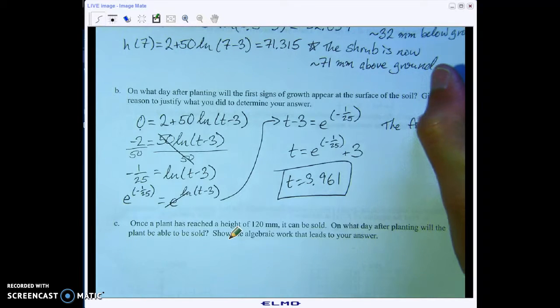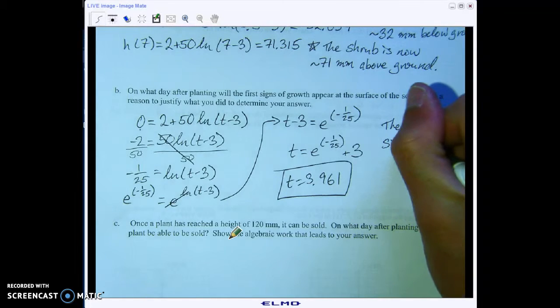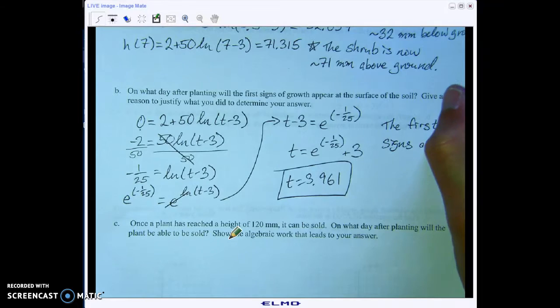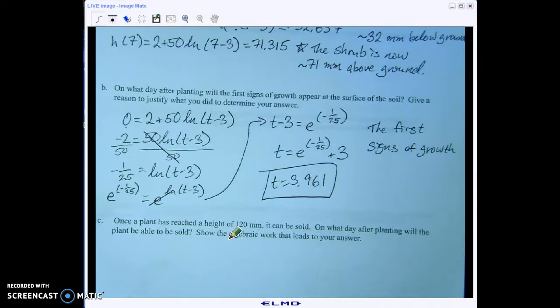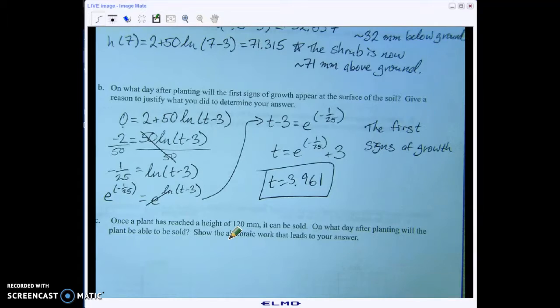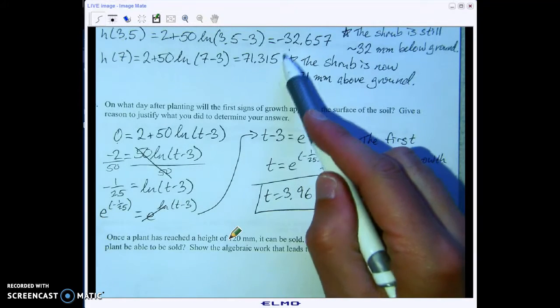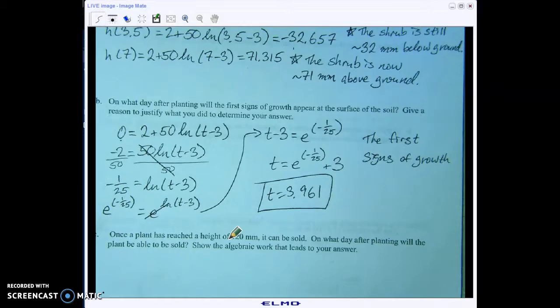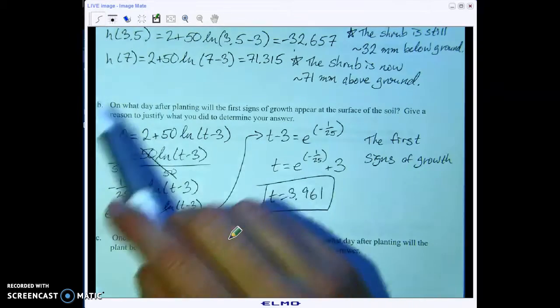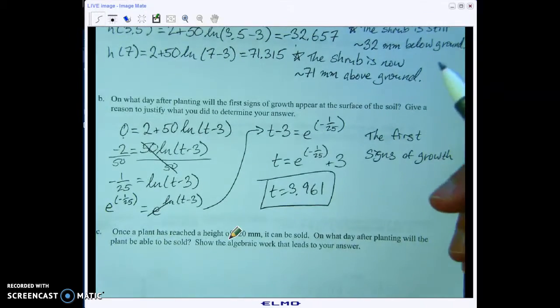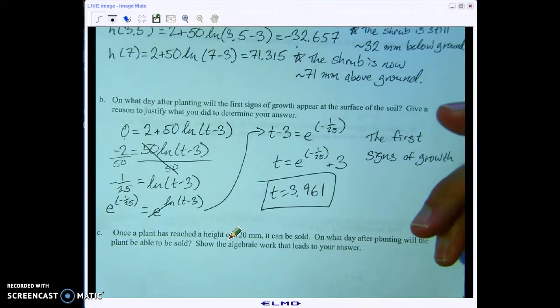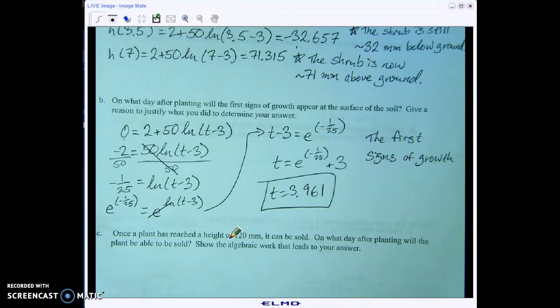The first signs of growth, right when we're going to get an output of 0, or at least we go from negative to positive, right? It's going to happen not at 3.5 days, not at 7 days, somewhere between those two, right? Definitely a lot closer to 3.5 though. The first signs of growth are going to occur at the end of the third day.